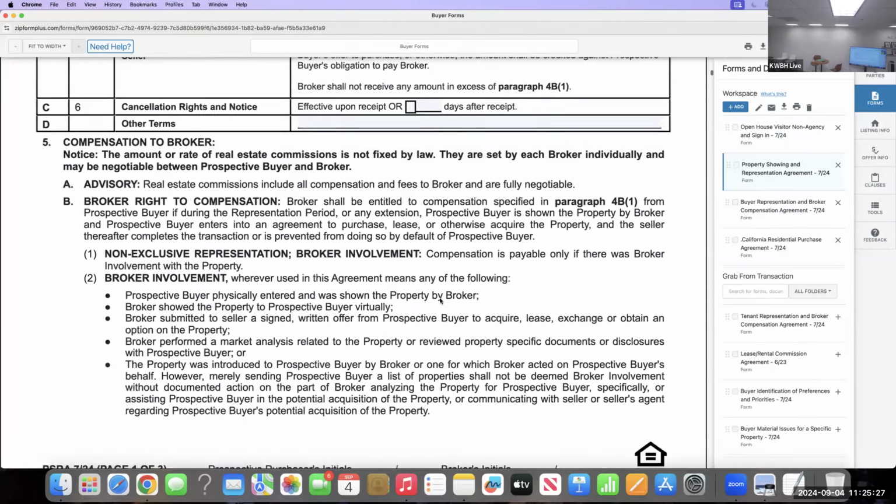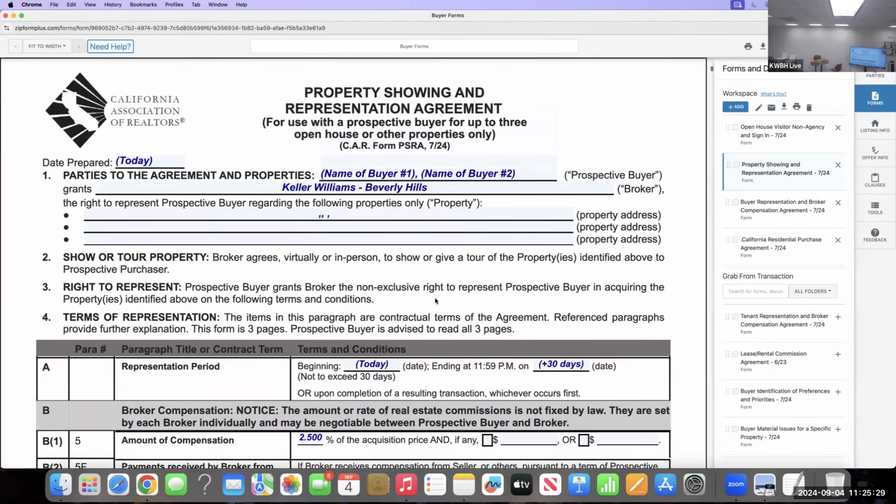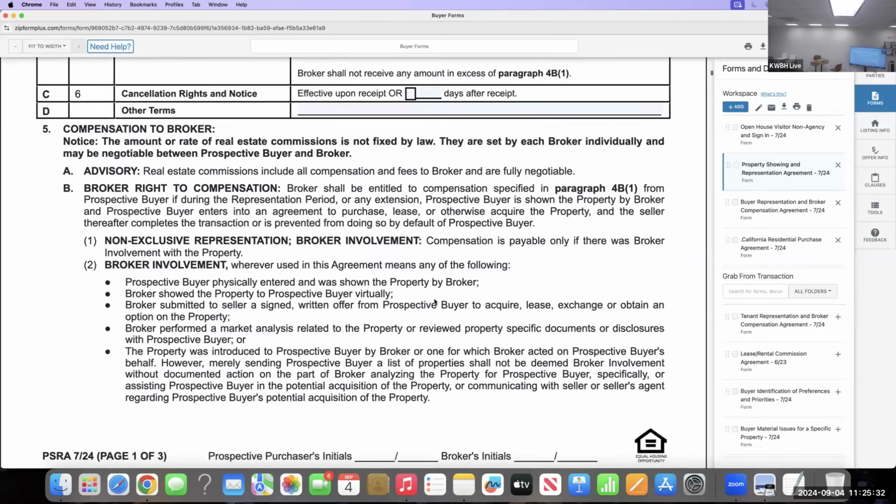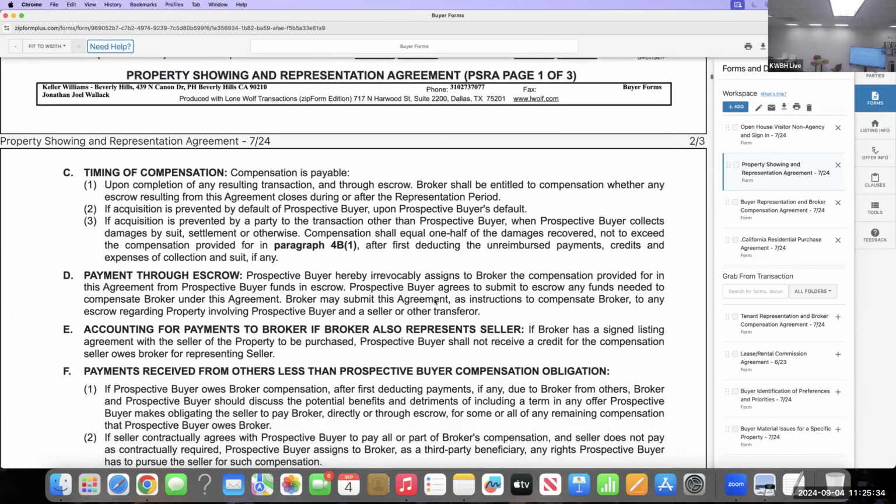So this is the property showing agreement. It says here that.